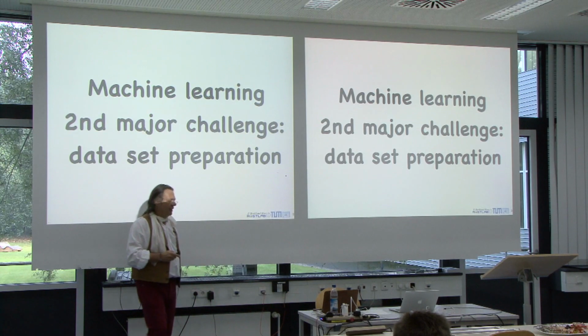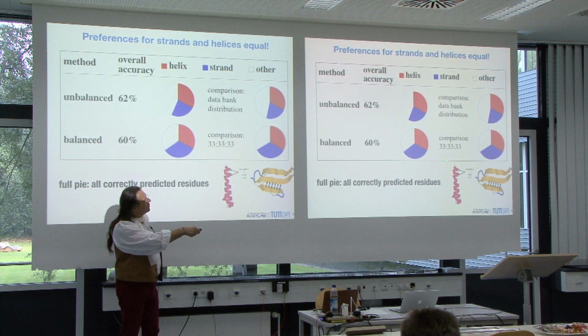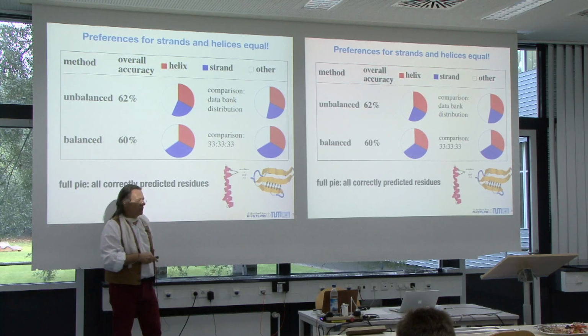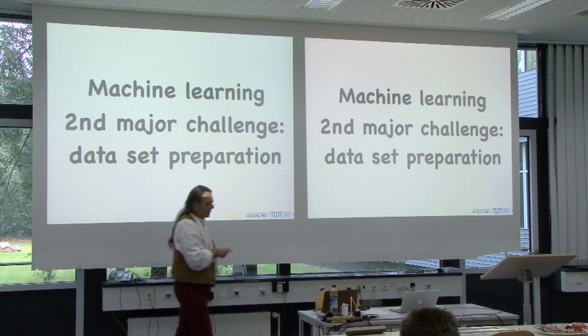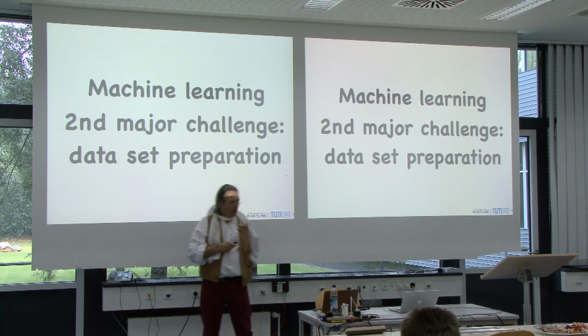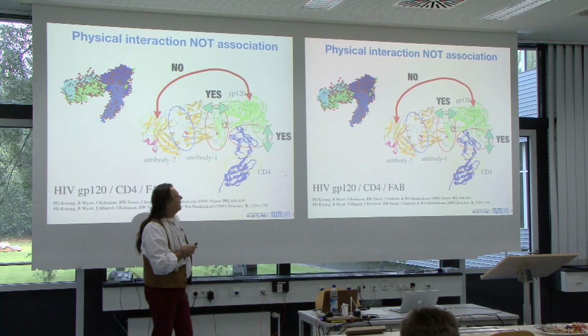It is usable, and just to show it around, this is an equal distribution, and if you present them equally, then that is the prediction accuracy. You predict them equally. The story is a little bit longer. So the second challenge really is the data set preparation.